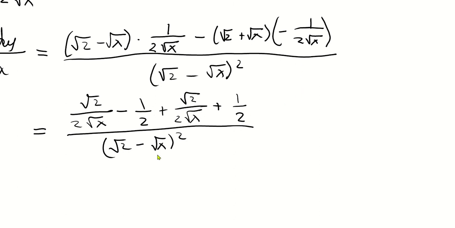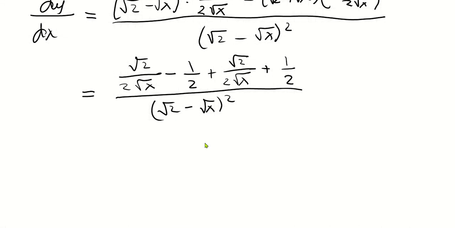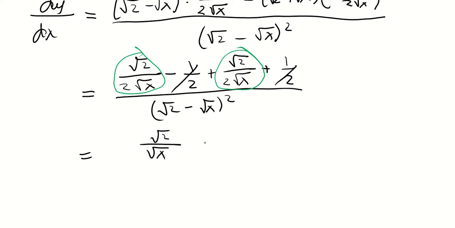Then to simplify it further, we can cancel out 1 half. Then this term is similar to this term, so they are the same. 1 half, 1 half, so you just multiply it by 2. So 1 half times 2 is 1. So that is just equal to square root of 2 over x over square root of x. The 1 half will cancel out. All over square root of 2 minus square root of x squared.